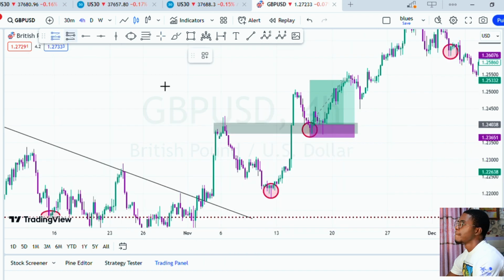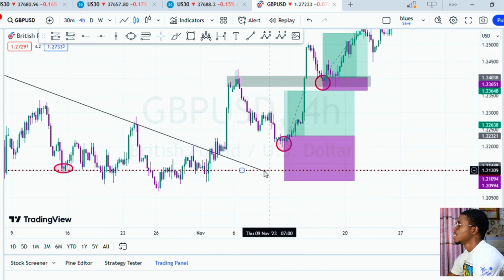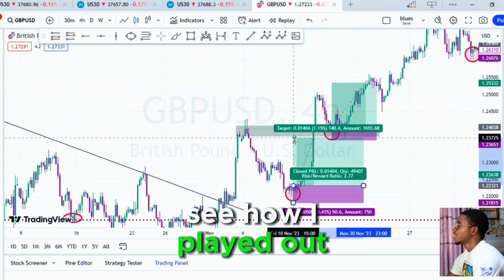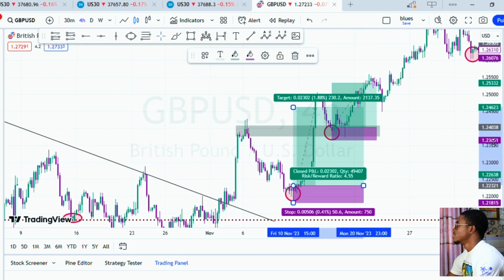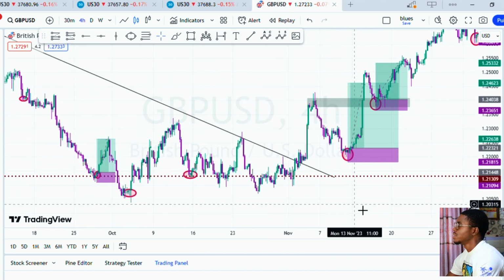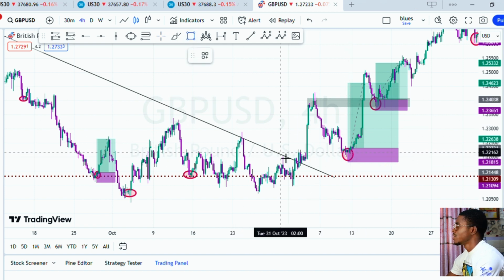300 pips. Then see this very one. If you enter this trade here, see how it played out. Almost 250 pips. And you don't just enter the trade just like that. See this area of interest here.